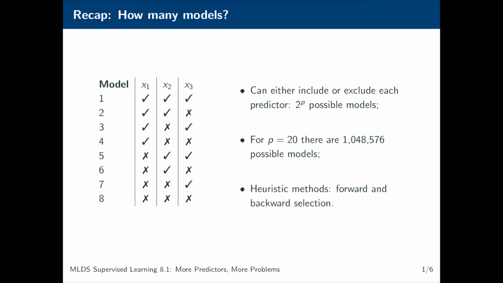Neither forward nor backward selection is guaranteed to find us the best model overall from this collection of 2 to the p possible models, but they do tend to do quite well in practice. There are also variations on these heuristics that combine both forward and backward selection steps. We considered an example like this last week, where we grew large regression trees and then pruned them back to get rid of any additional predictors that aren't necessary to our model.